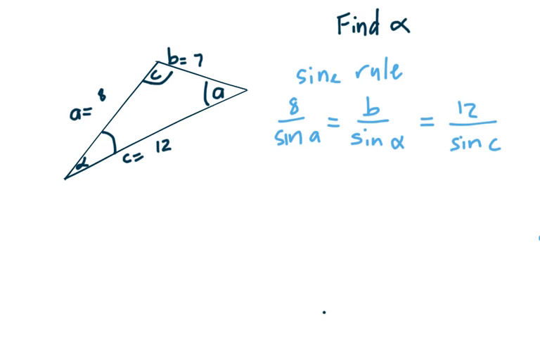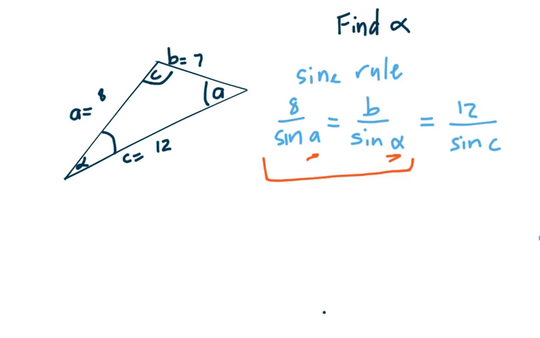So if we look at these two, B over sine alpha is equal to 12 over sine C, we'll notice that we can't use this equation because we have two unknowns. Alpha is unknown and C is unknown because it didn't give us what the angle C is. If we look at this pair of equations, 8 over sine A is equal to B over sine alpha, A is also unknown and alpha is unknown. So therefore we have two unknowns, so we can't use this equation. So in this case, sine rule is not going to help us figure out what alpha is. So therefore that means that we have to use the cosine rule.